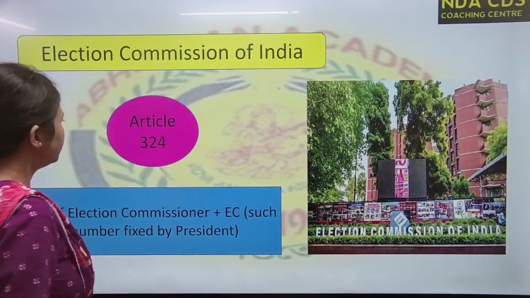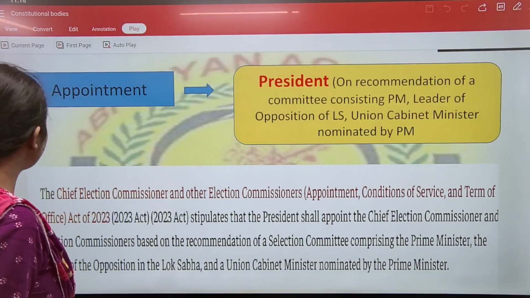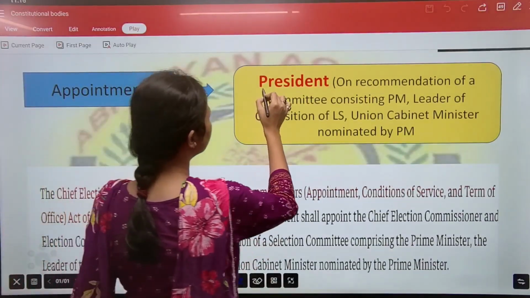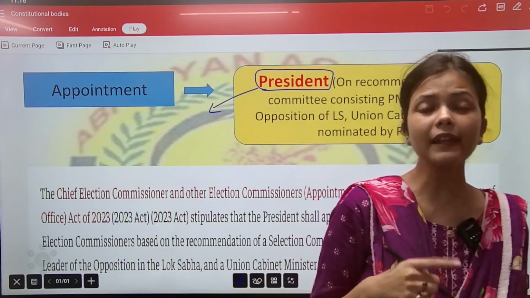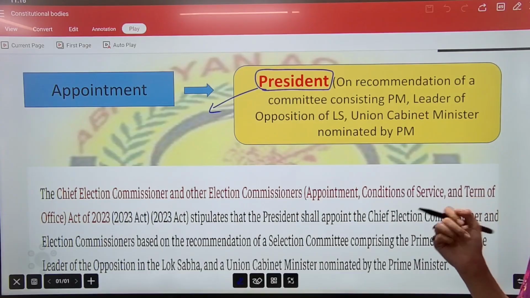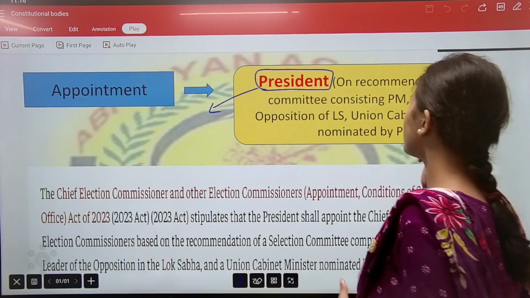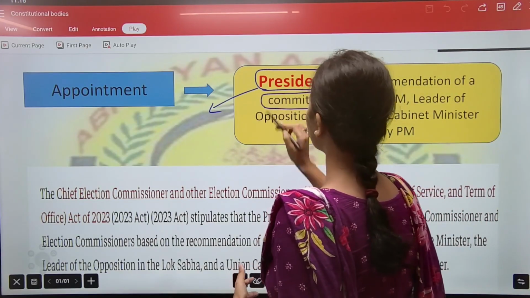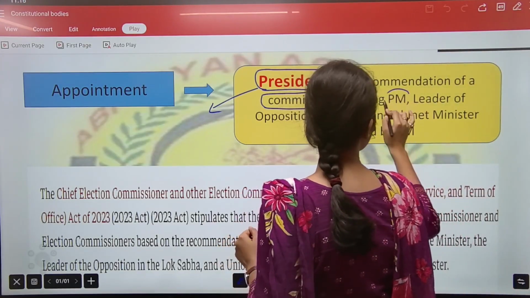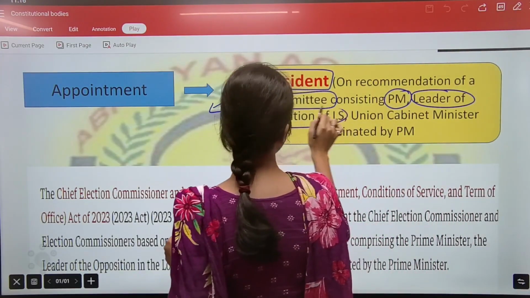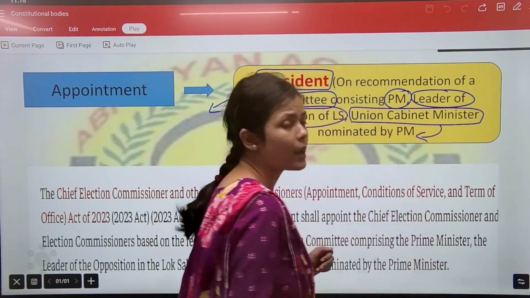Then moving to the next slide, appointment. See, appointment will always be done by our President of India, but remember this point, the President will not appoint anyone at his or her own discretion, in his or her own choice. It is the choice of the selection committee, consisting of, very important, the PM, the leader of opposition of Lok Sabha, and a Union Cabinet Minister who will be nominated by our Prime Minister.